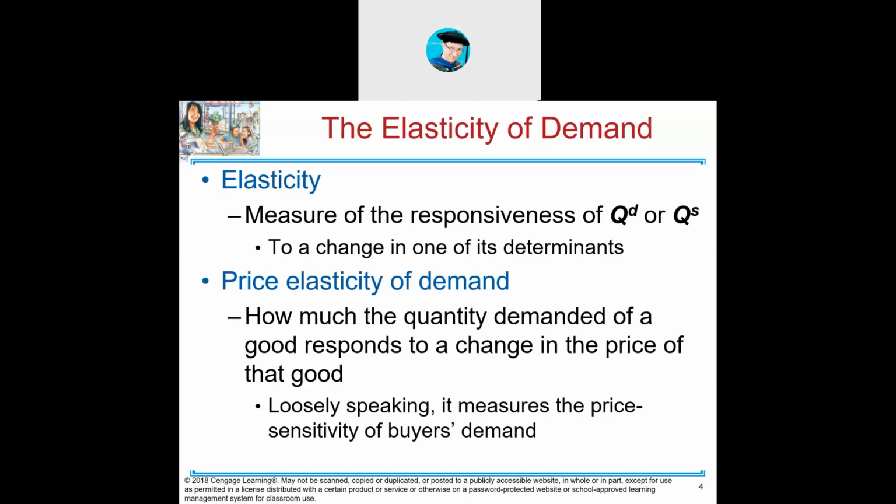But if it's something like pizza, you don't necessarily need pizza. If the price goes from $2 a slice to $3.50 a slice, there's a good chance you're going to be sensitive to that. You'll be like, oh, you know what? I guess I don't need pizza, I'll just go eat burgers or whatever. So the concept of price elasticity is measuring your sensitivity to the price of certain products.